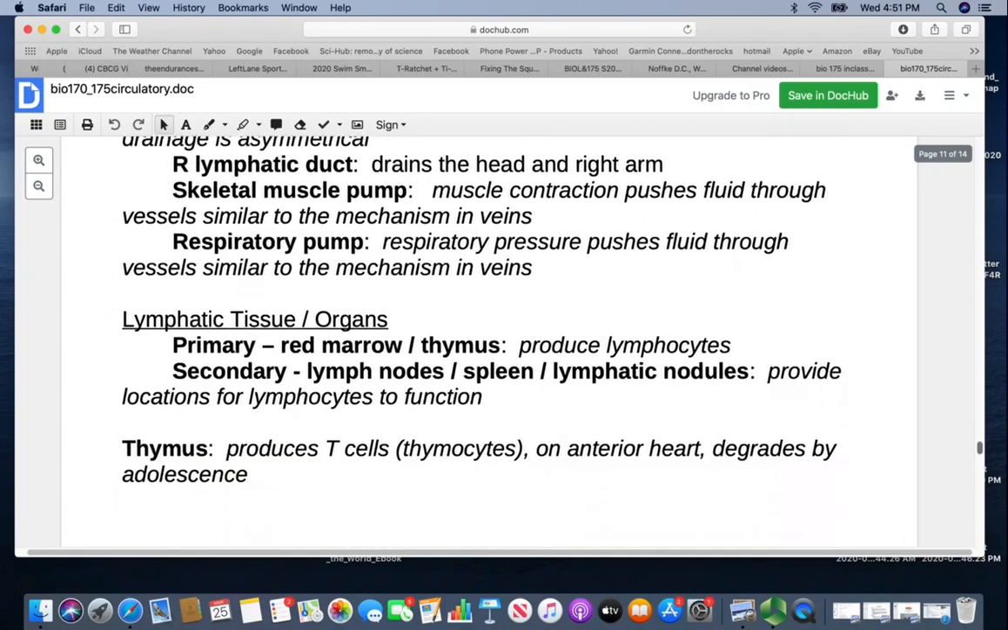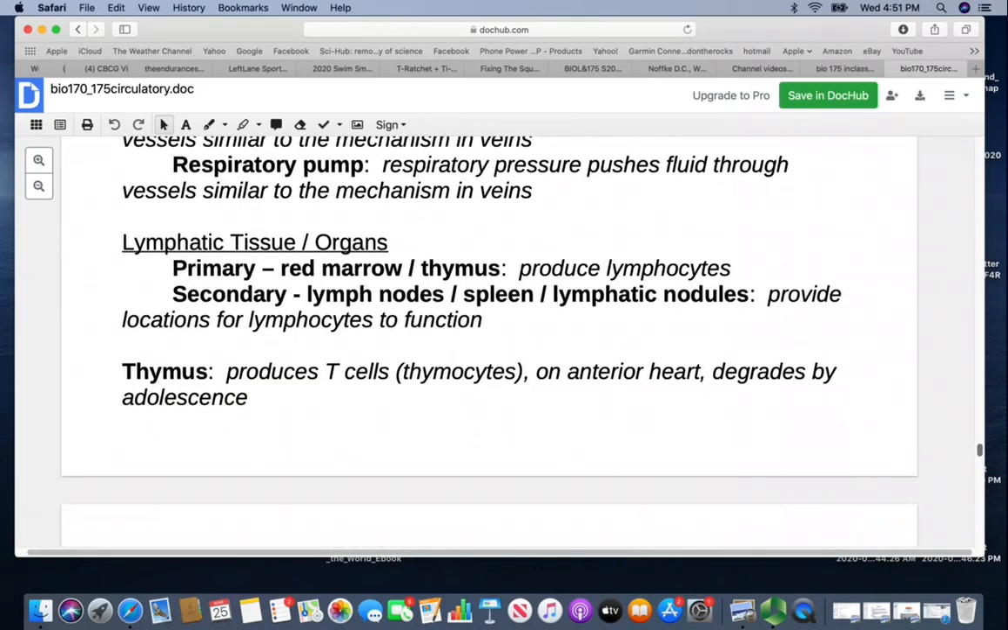So when we look at lymphatic tissues and organs, we have primary and secondary. The primary is going to be the red marrow and thymus. They're primary because they produce lymphocytes. The secondary is going to be your lymph nodes, spleen, and lymphatic nodules. They are going to provide a location for the lymphocytes to function.